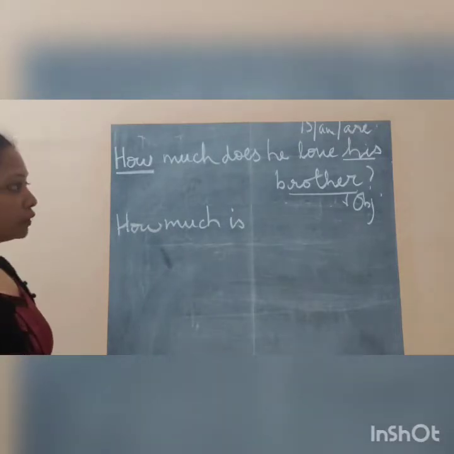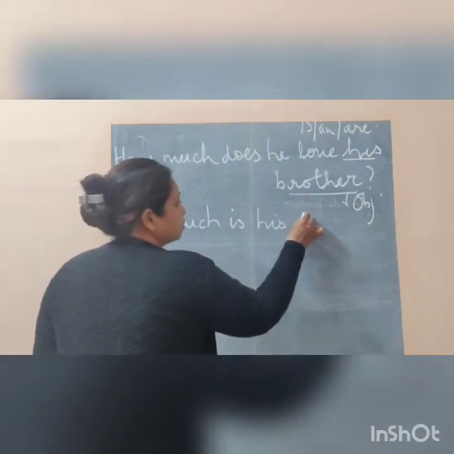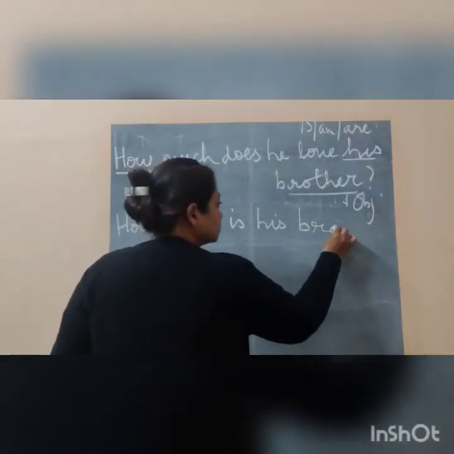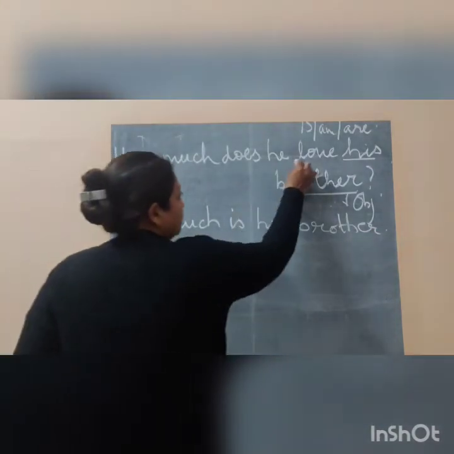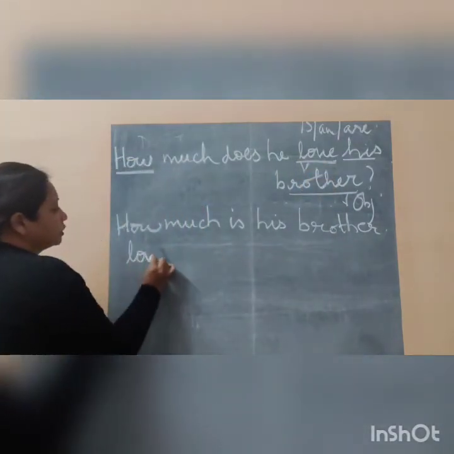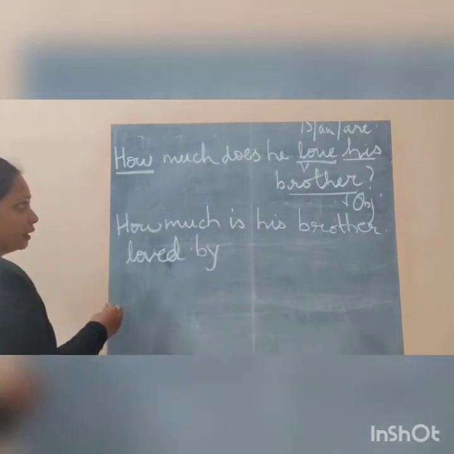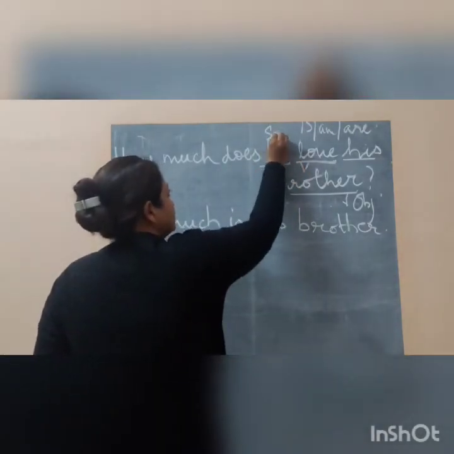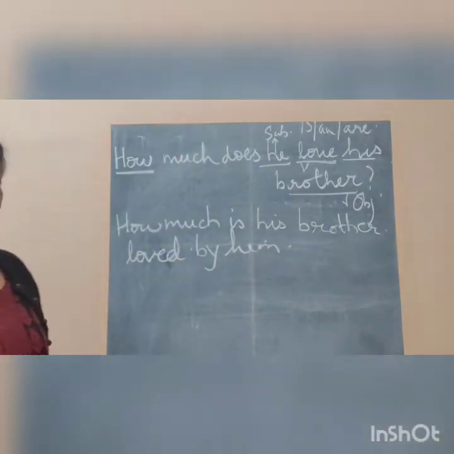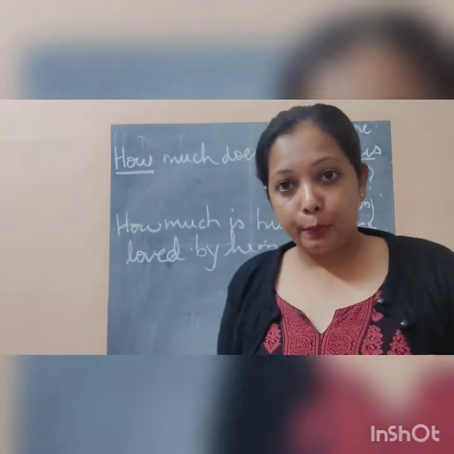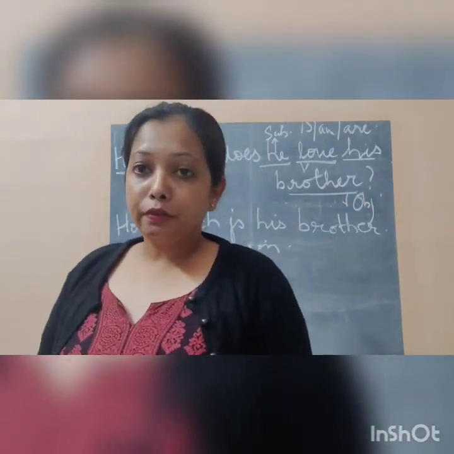Then the object will become the subject here. So how much is his brother. Love is the verb. Love will become loved, by. He is the subject, so by him. So what is it? How much is his brother loved by him? So this is how we changed the questions, the interrogative sentences from active to passive.